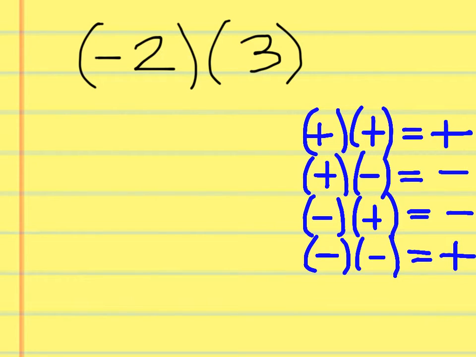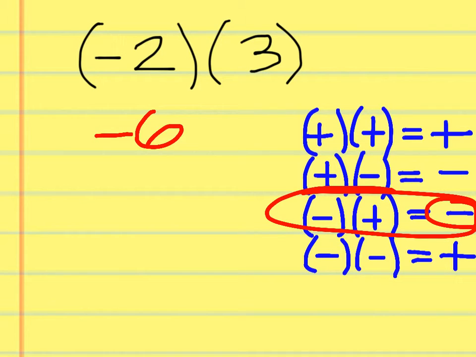If the signs are the same, such as 2 negatives, 2 positives, the answer is positive. If the signs are different, then the answer is negative. What is the answer to the problem at the top of the screen? -6. -2 times 3 is -6 because one's negative, one's positive. According to the chart down here, negative positive gives me a negative answer. 2 times 3 is 6.